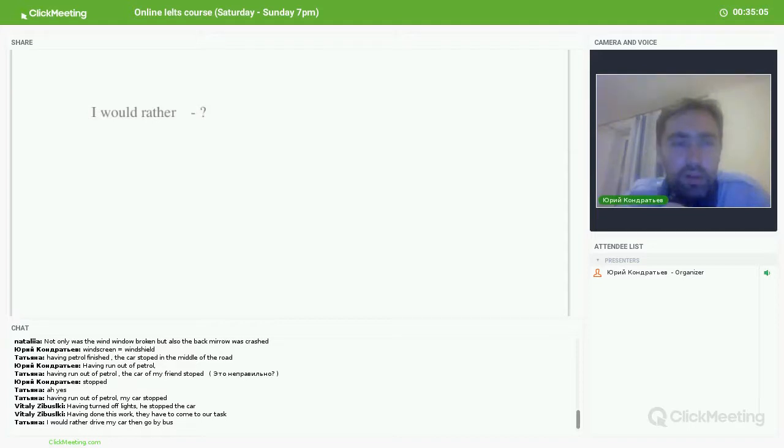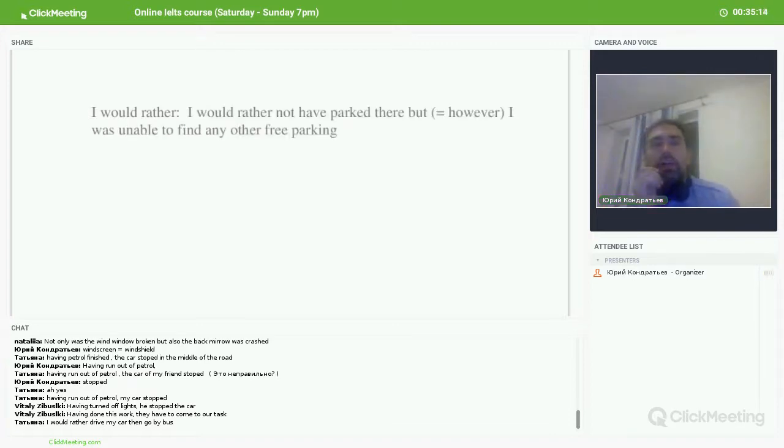Okay, I would rather drive my car than go by bus. You can use it in the last paragraph when you're talking about how much you need a car. Here is my example. I would rather not have parked there. However, or but, I was unable to find any other free parking. This is my example. I would rather.